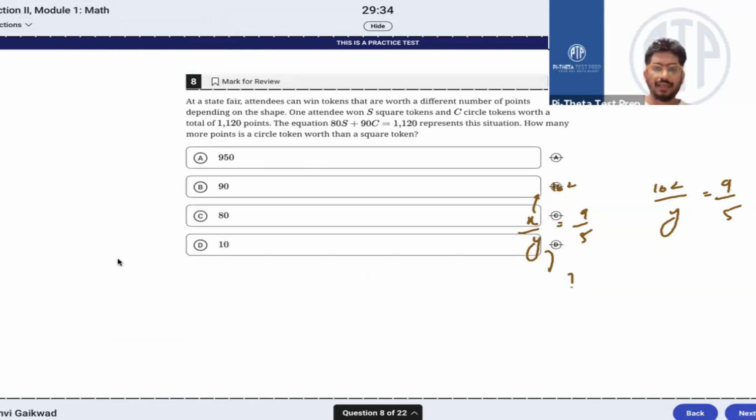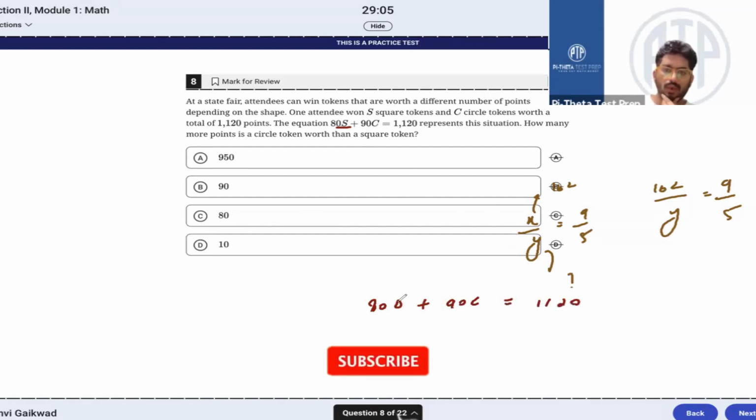At a state fair, attendees can win tokens that are worth a different number of points depending on the shape. One attendee won S square tokens and C circle tokens worth a total of 1120 points. The equation 80S plus 90C is equal to 1120 represents this situation. How many more points is a circle token worth than a square token? So they are talking about this 80S, right? If I write this 80S plus 90C here, so this is 1120, right?